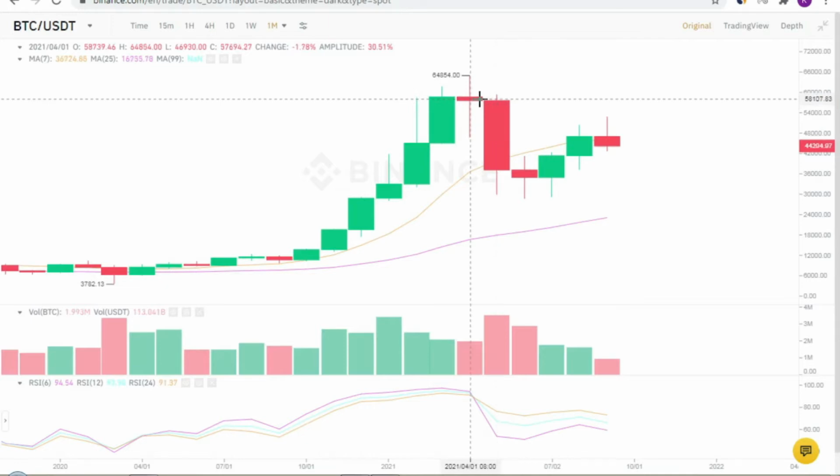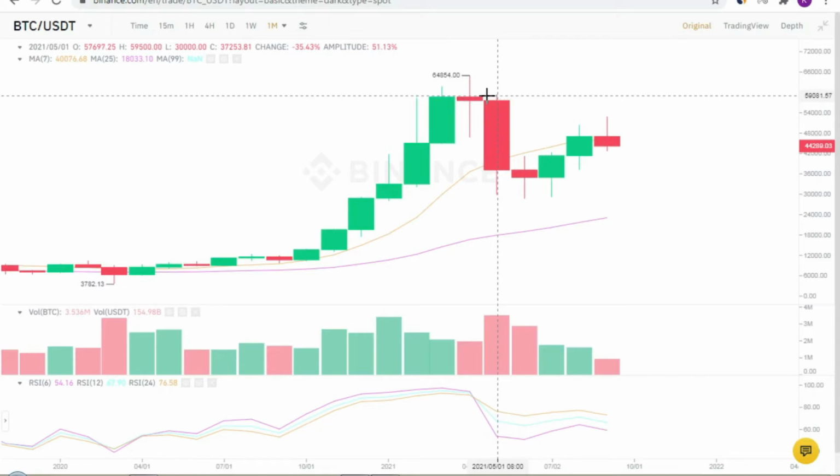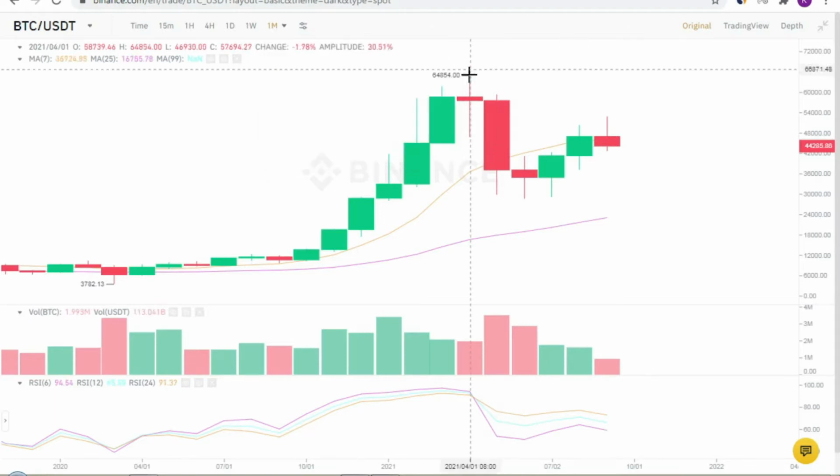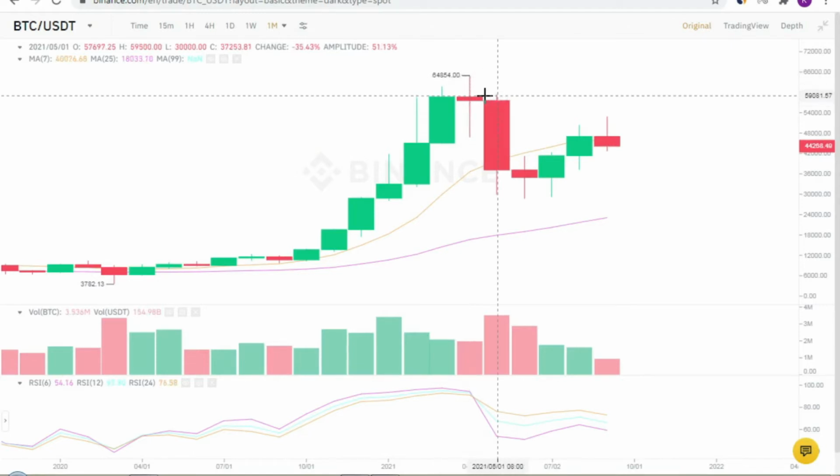So this candle indicates that the price opened here, went up to 64,000, and this was the all-time high of Bitcoin. This is the maximum price that Bitcoin has ever reached, $64,854. Remember, we are in the monthly time frame. It went up here to $64,854 in that month, and came back down here.